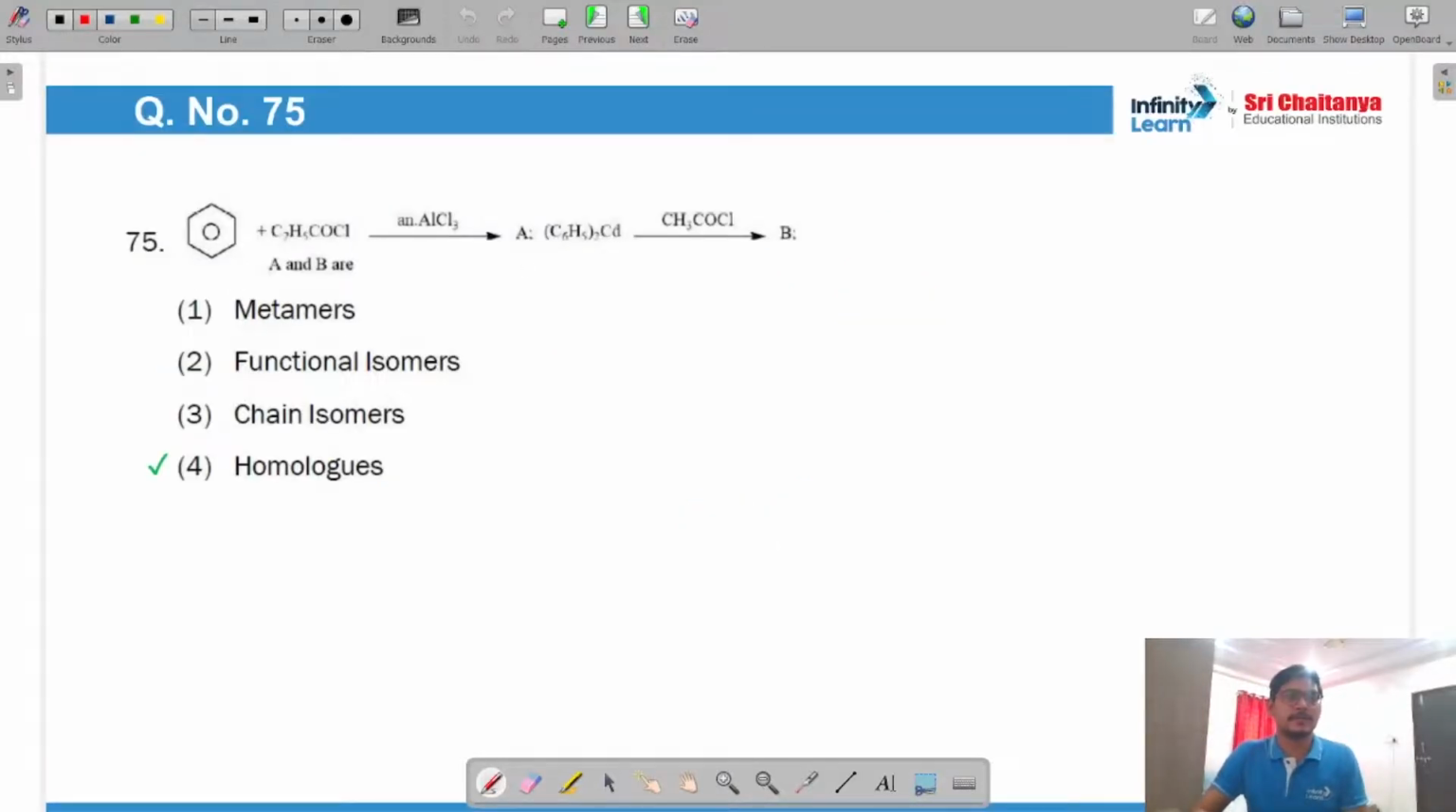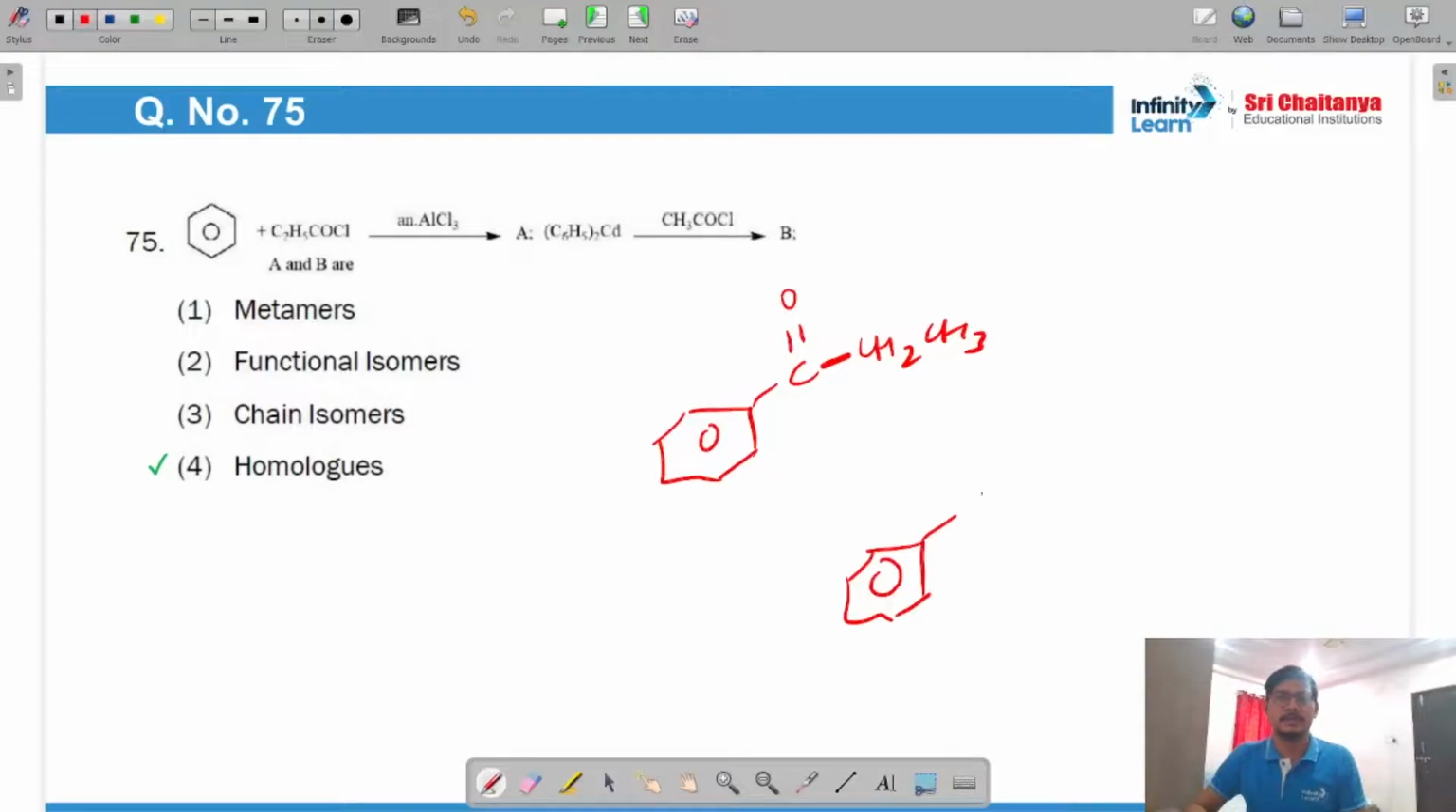The products here: benzene, here you have C2H5COCl with anhydrous AlCl3. So this is a Friedel-Crafts acylation reaction. So C double bond O and then CH2CH3. And if you use diphenyl cadmium with CH3COCl, then you get what? Benzene and then C double bond O and then CH3. So of course they are homologs, because they differ from each other by a CH2 unit, right?